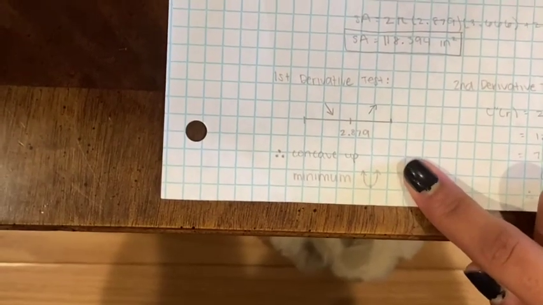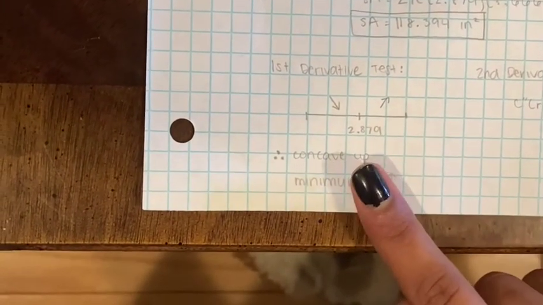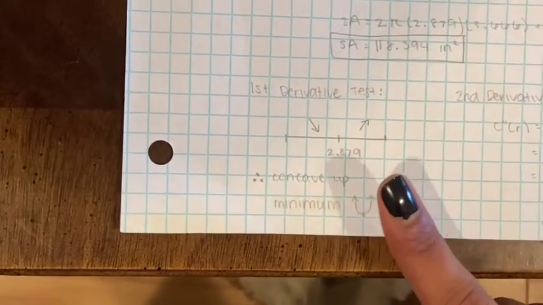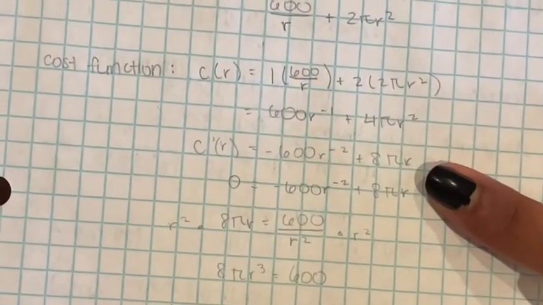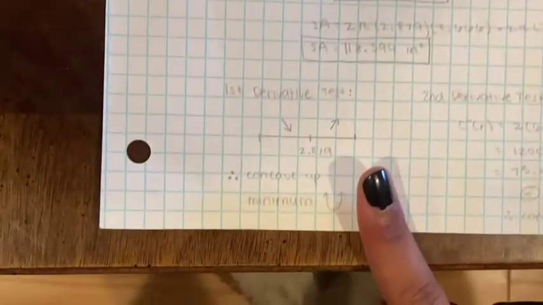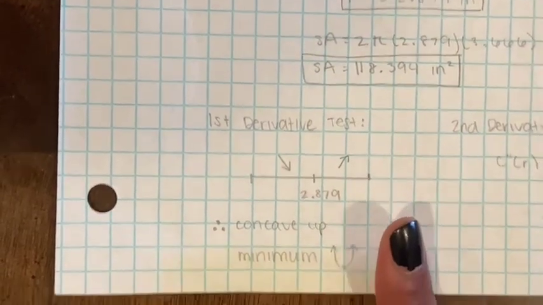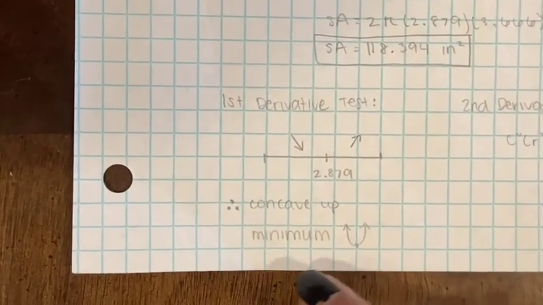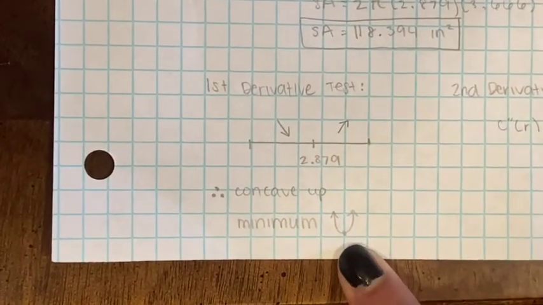By doing this, I plugged in an r value greater than 2.879, so I plugged 4 into our cost function's derivative. When I plugged this in here, I found that it was a positive number, which therefore means it is going up here. And then when I plugged in a number less than 2.879, for example 2, I saw that it was a negative number, which therefore means it's going down, and that it is a minimum value, which means the concavity is up.